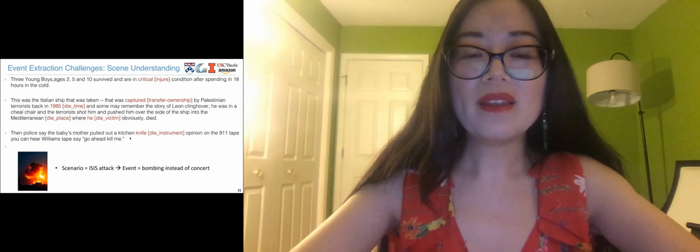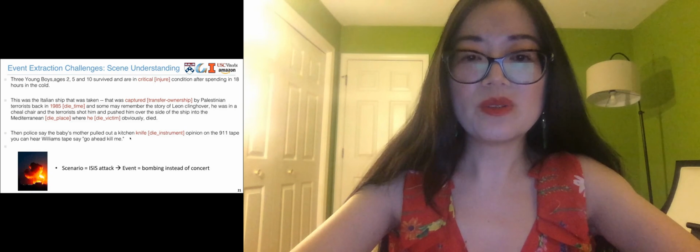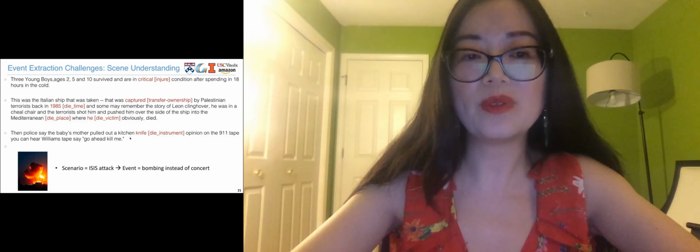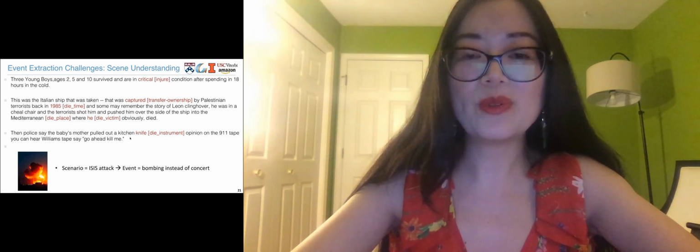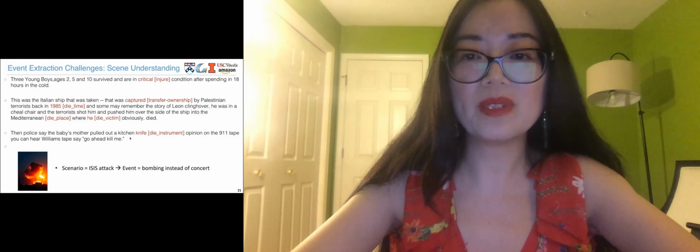But if we look at the hierarchical relations, we know that in this situation, the transfer ownership, the capture event and the die event happen on the same boat. So they should also share the same time argument.